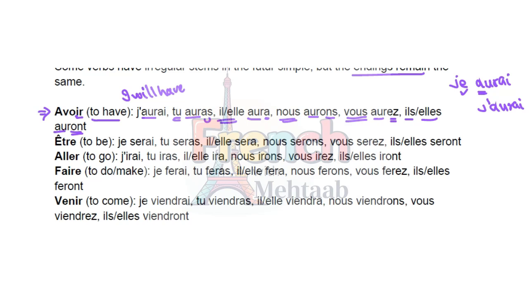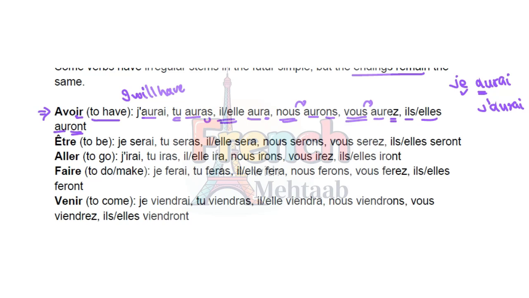Okay, so if you want to say you will have, it will be tu auras. He will have is il aura, she will have, elle aura. Okay, il aura, elle aura. We will have is nous aurons. You will have is vous aurez. Okay, they will have is ils auront or elles auront.